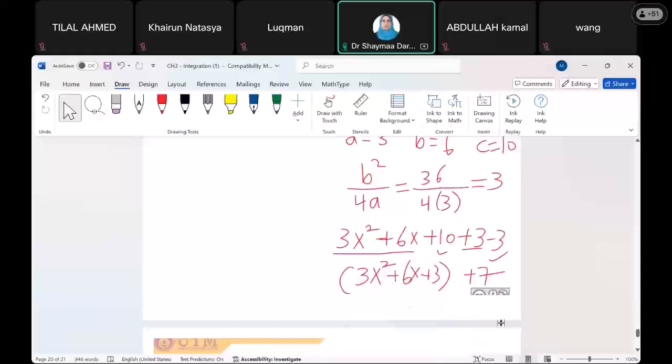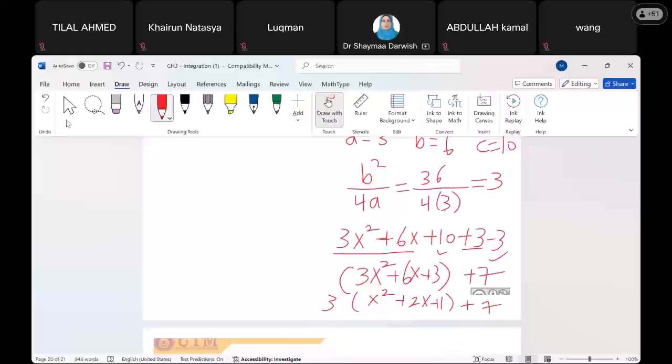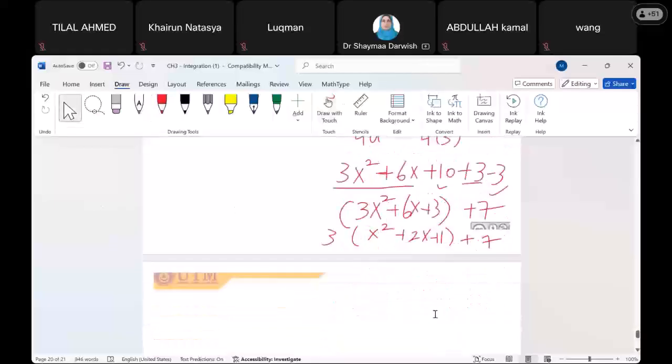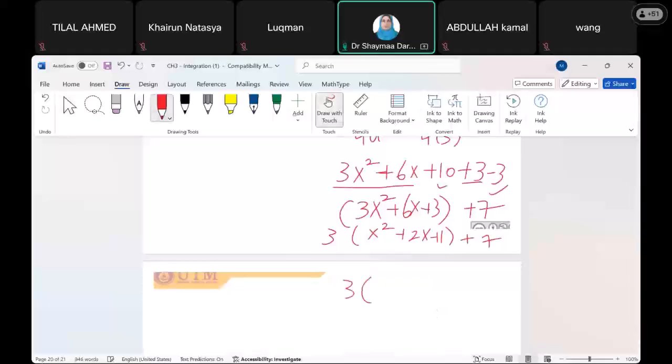Now you have to take 3 outside first. The remaining is x squared plus 2x plus 1, plus 7. Take 3 outside, and now you can complete the square. X squared plus 2x plus 1 is 3 times (x plus 1) squared, plus 7.